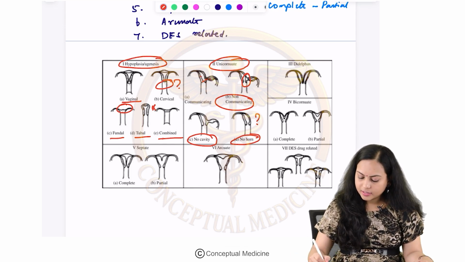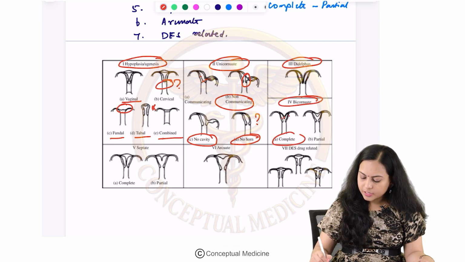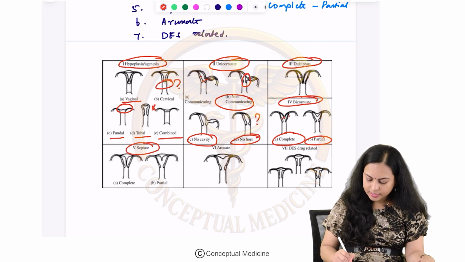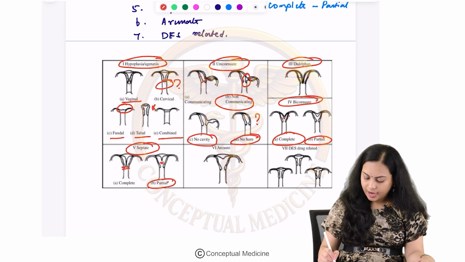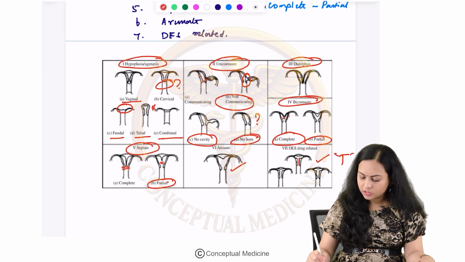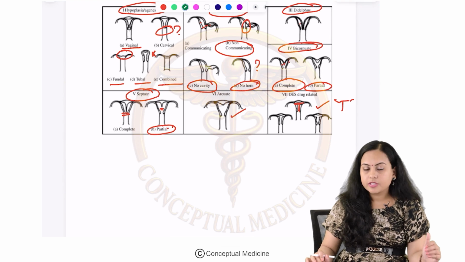The third type is uterine didelphys. You have two separate uterine cavities. Then the bicornuate uterus, a complete one and a partial one, and then you have a septate uterus where there is a full septum coming up to the cervix itself, and a partial septum where it stops in between. And then you have an arcuate uterus and diethylstilbestrol-related uterine complications. Mostly you will have a T-shaped uterus here. If you see, the cavity is in the shape of a T, right? So this is the pictorial representation of the AFS classification.